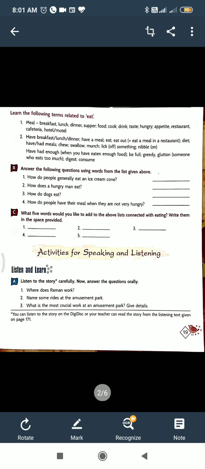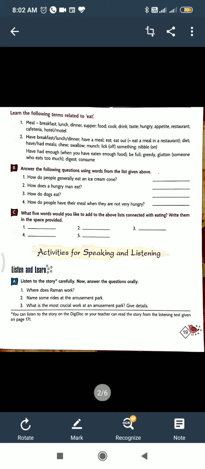Exercise B: answer the following questions using words from the list given below. First question, how do people generally eat an ice cream cone? Suppose that means people, what means you. How do you generally eat an ice cream? So here, first and second, how you are eating, in front of it, write down.